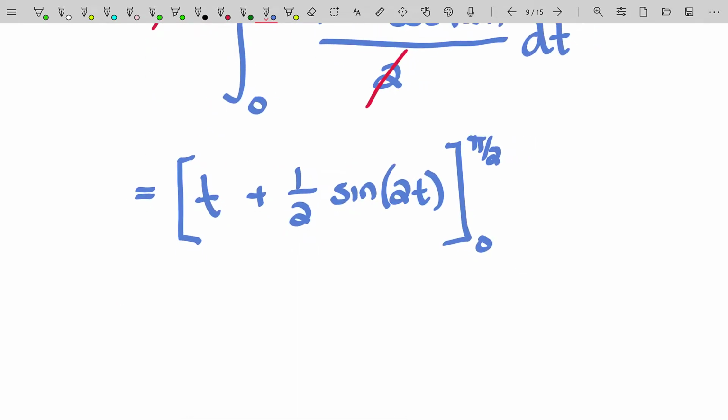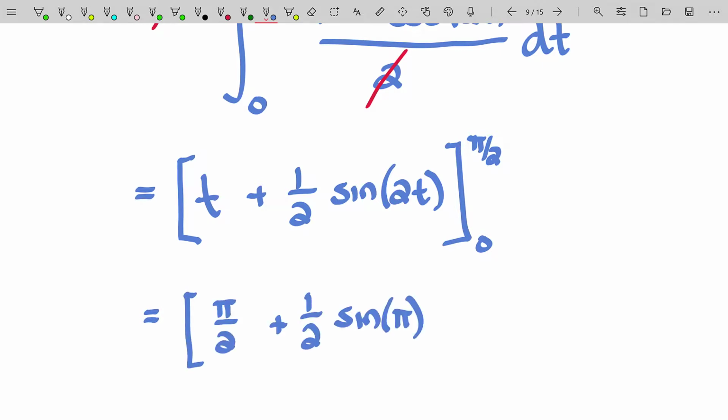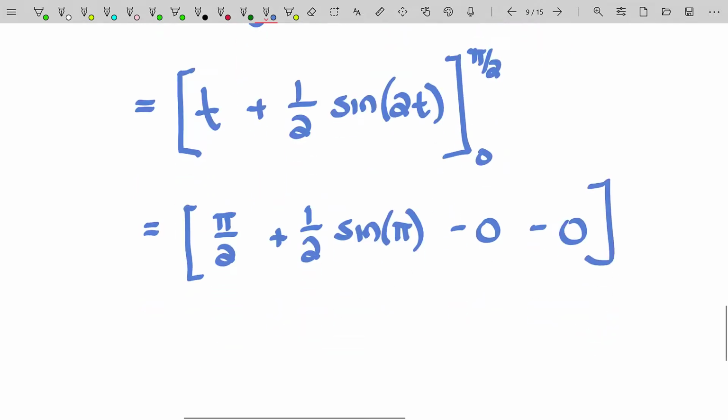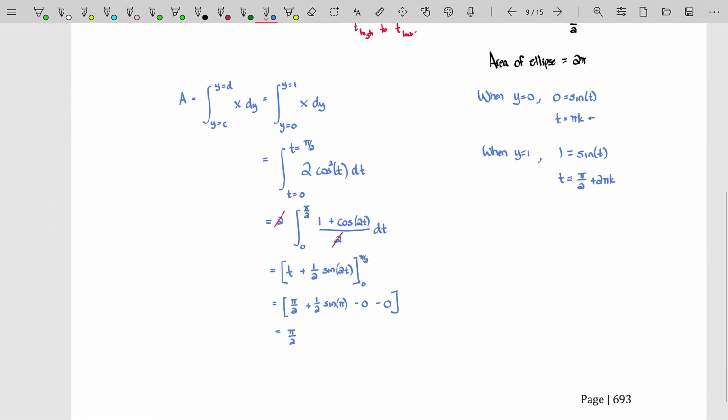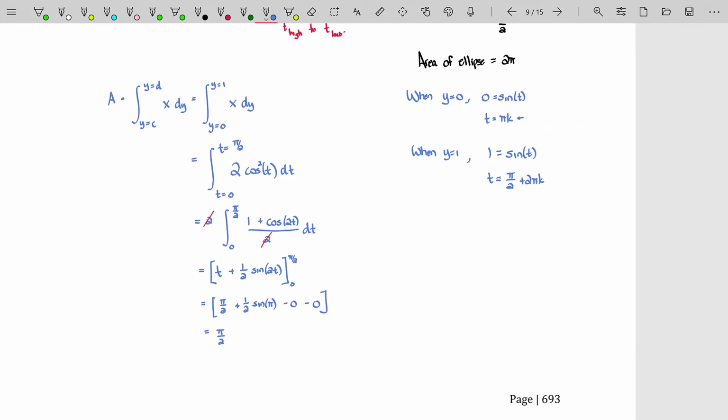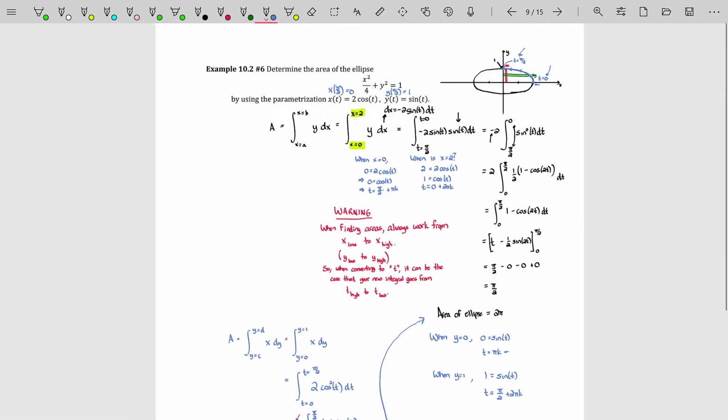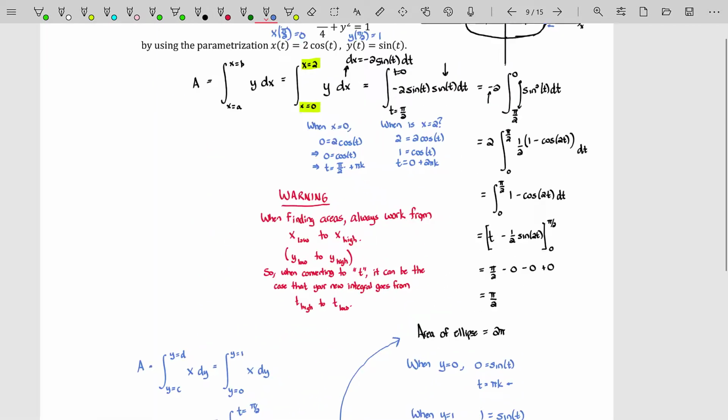It looks very similar to what we had before. Plugging in pi over 2, plugging in 0, and we get the same answer as before, pi over 2, because the sine of pi is 0. Now remember, again, that's only 1/4 of the full area of the ellipse, but if you multiply that by 4, you'll get the area within the ellipse, which is 2 pi.